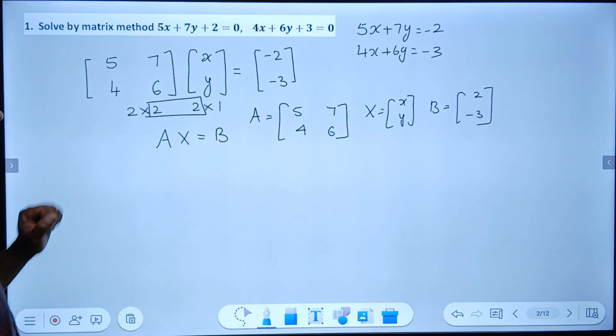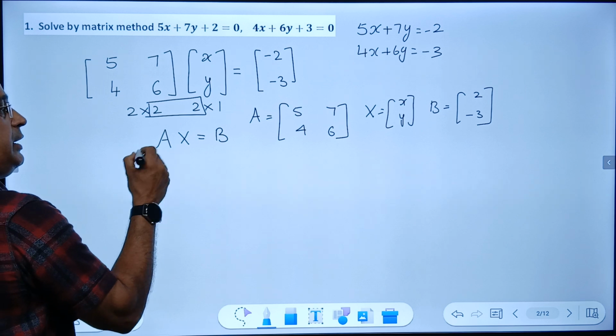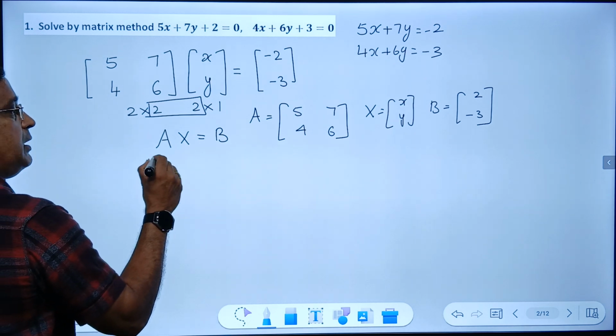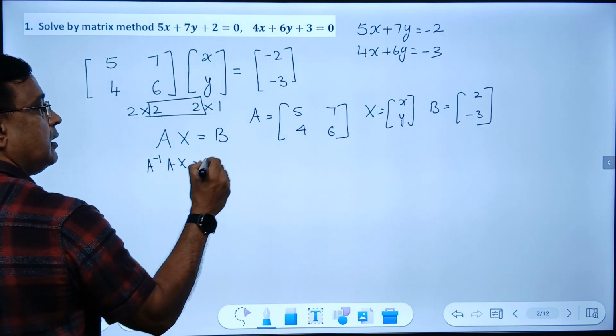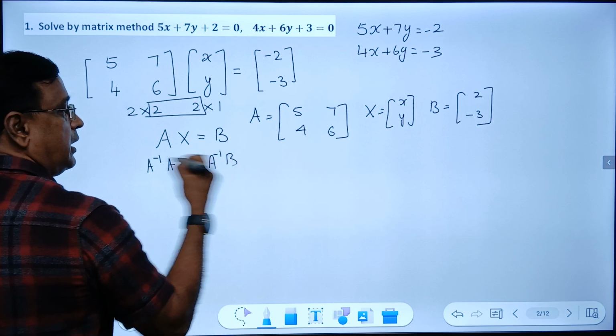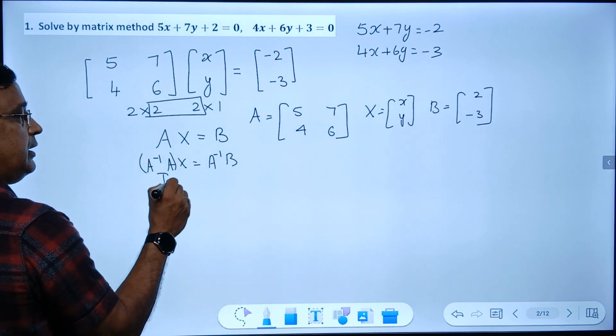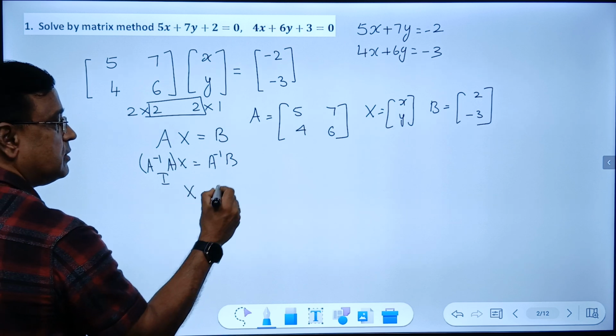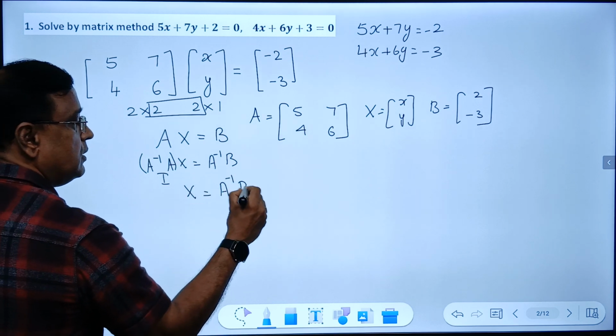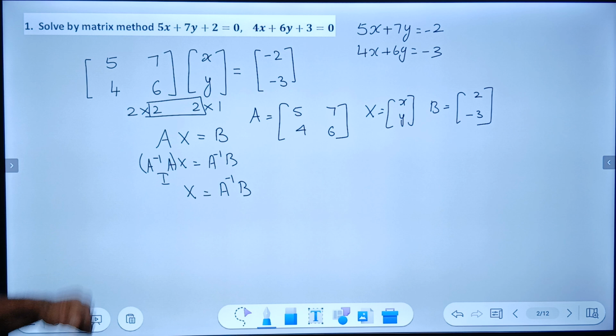So now I want to find X. Remember, I pre-multiply by A inverse. When I pre-multiply by A inverse, I get this, and by the associative property, A inverse A is I, and I into X will be X. So I got a beautiful expression. This is what I want to find. Now how do I find A inverse?